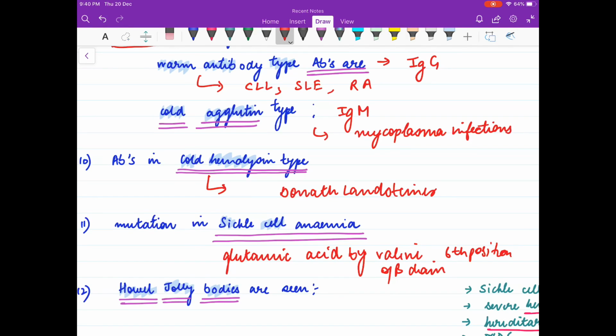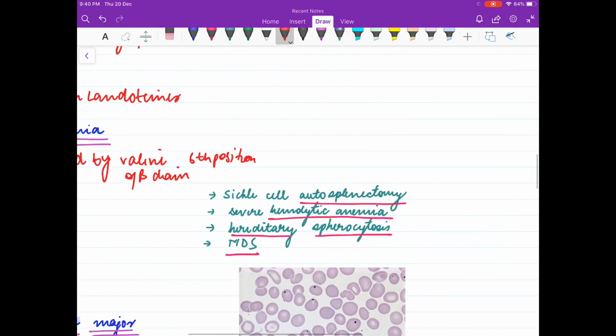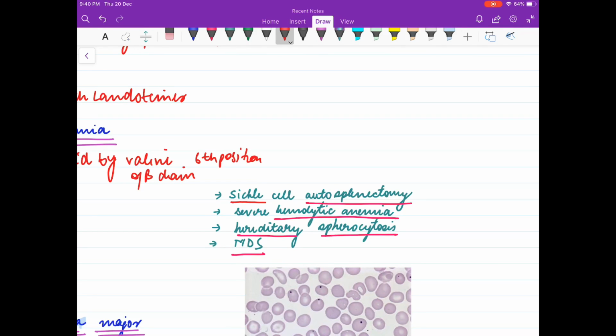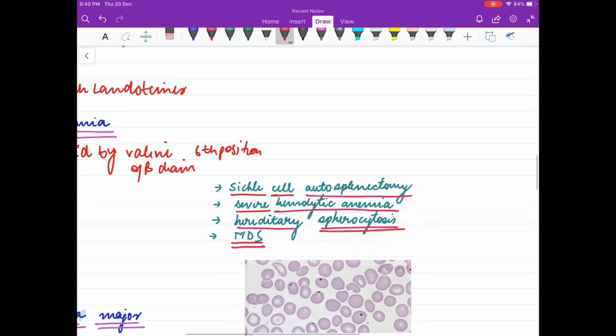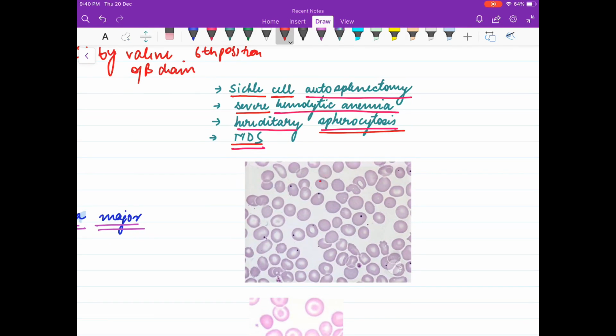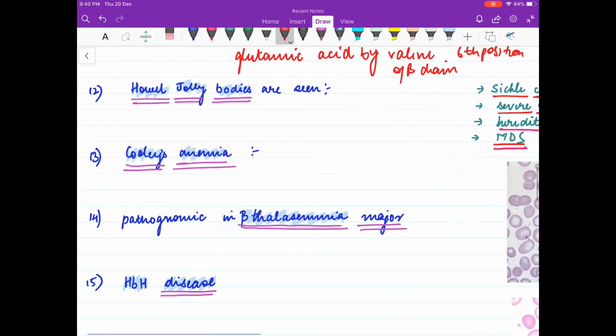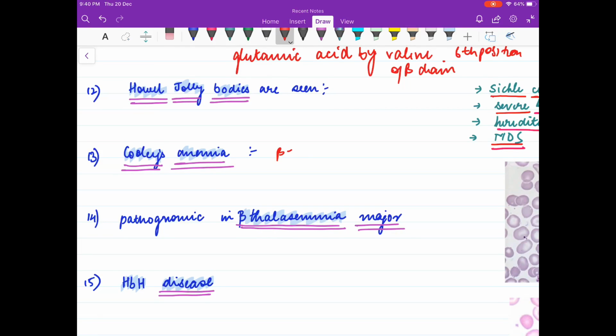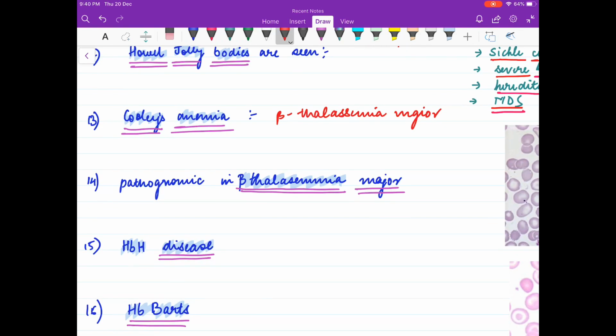Howell-Jolly bodies are seen in sickle cell anemia, severe hemolytic anemia, hereditary spherocytosis, and myelodysplastic syndrome. These are Howell-Jolly bodies. Cooley's anemia is beta thalassemia major. Pathognomonic in beta thalassemia major is target cells.